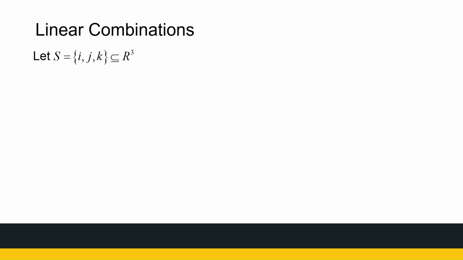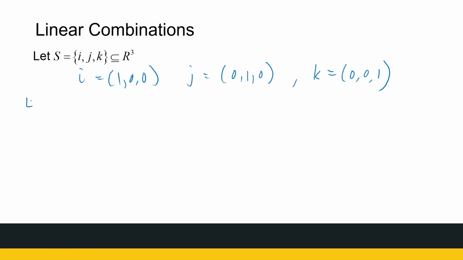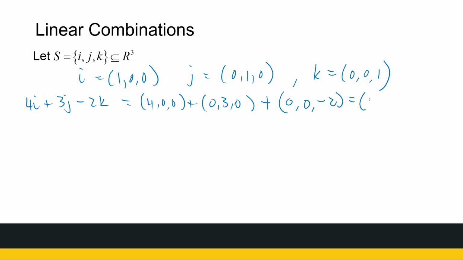Let's look at the elements i, j, and k in R3. Just to remind you, i is (1, 0, 0), j is (0, 1, 0), and k is (0, 0, 1). If I look at a linear combination of elements of S, for example 4i plus 3j minus 2k, that gives me (4, 0, 0) plus (0, 3, 0) plus (0, 0, -2), and that gives me the vector (4, 3, -2). That is again in the set R3. We know R3 is closed under vector addition and scalar multiplication.